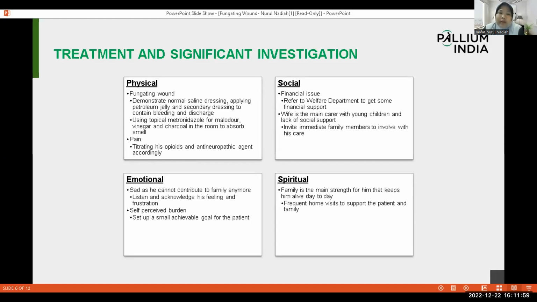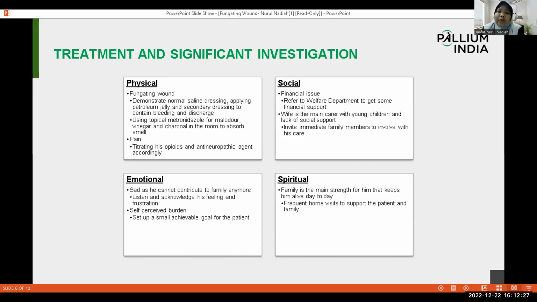And for the pain, we are titrating his opioid and his anti-neuropathic agent according to the pain score. In terms of the social issue, he has a lot of financial burden. He has been referred to the welfare department to get some financial support in terms of getting the milk supply, the diapers, and also a little bit of money for them to spend for their daily expenses.